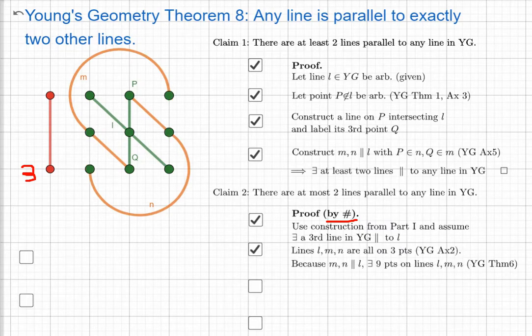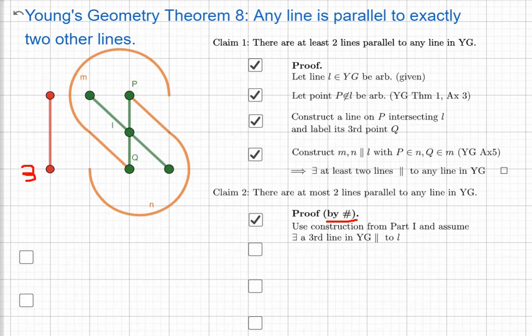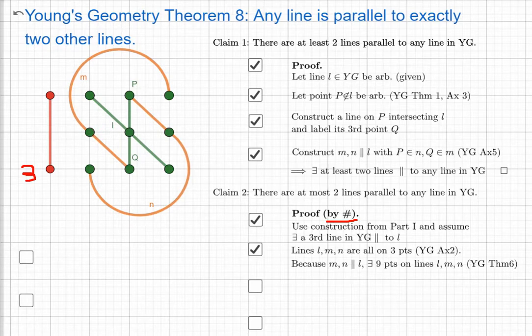Well, let's use Axiom 2 and Theorem 6. What's Theorem 6? Well, hang on a second. Let's use Young's geometry Axiom 2. Lines L, M, and N are all on 3 points. What we're saying there is that all of these lines have 3 points on them: 3 points on N, 3 points on M, and 3 points on L. So that means we've accounted for 9 points in the geometry.